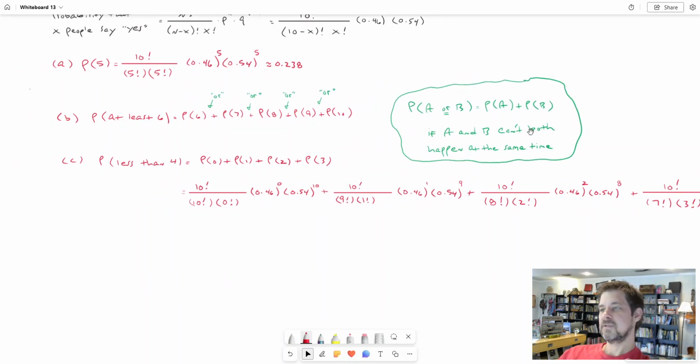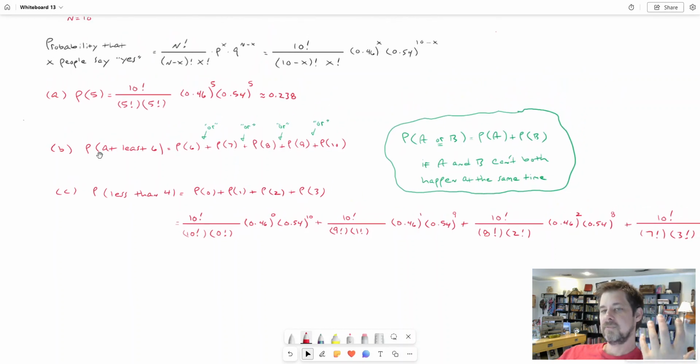I have to use the addition rule. So the probability of at least 6. Here's the addition rule that we would use for something like that. The addition rule says the probability of event A or B happening is the probability of event A plus the probability of event B, given that A and B can't both happen at the same time. So we would do something with addition like this.